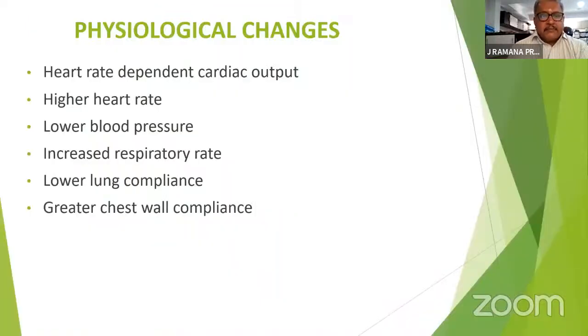Physiological changes. Cardiac output in the pediatric population is heart rate dependent. So they have higher heart rate and lower blood pressure. They also have a higher respiratory rate, lower lung compliance, and greater chest wall compliance.